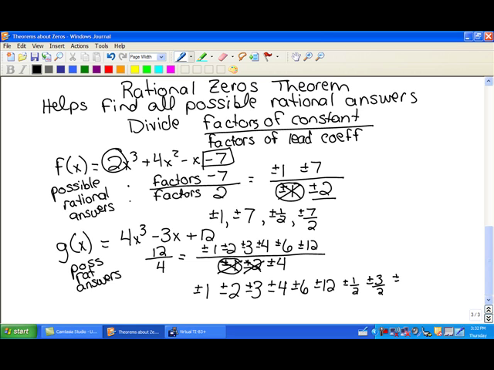1 divided by 4 is plus or minus 1/4. 2 divided by 4 is 1/2, which is already on our list. 3 divided by 4 is plus or minus 3/4. 4 divided by 4 is 1, which is already on our list. 6 divided by 4 is 3/2, already on our list. And 12 divided by 4 is 3, which is already on our list.